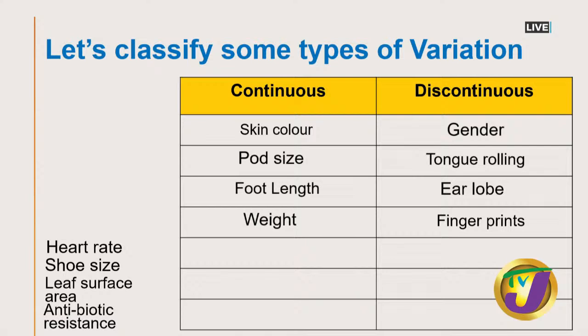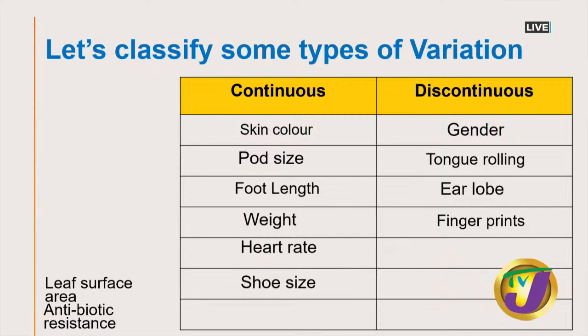So in this case, weight is continuous. Our heart rate, also something that again is dependent on your activity. So you decide to run a few laps around the field, your heart rate might spike, versus if you were to sit down and do some yoga like what was in the session this morning. So in this case, heart rate is continuous. Shoe size, similar to foot length, so also continuous.